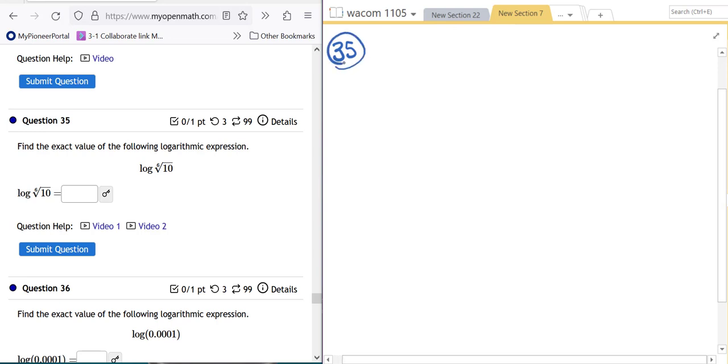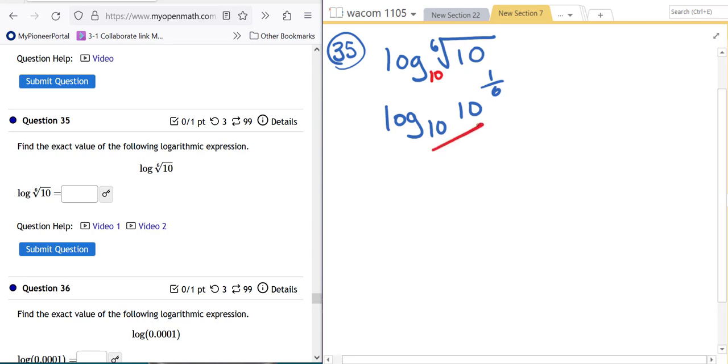Right, 35. So this one is log of the 6th root of 10. And they want us to give an exact value. Write your base on there, right? We know it's a base 10, write it on there. And then just rewrite this as an exponent. So it's 10 to the 1/6. Whoops. I said 10, was writing 10, was thinking log. All right, log base 10 of 10 to the 1/6. There's your form. These are the same. Answer is the exponent.